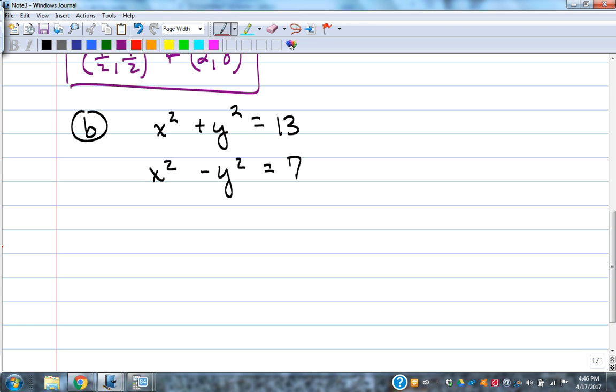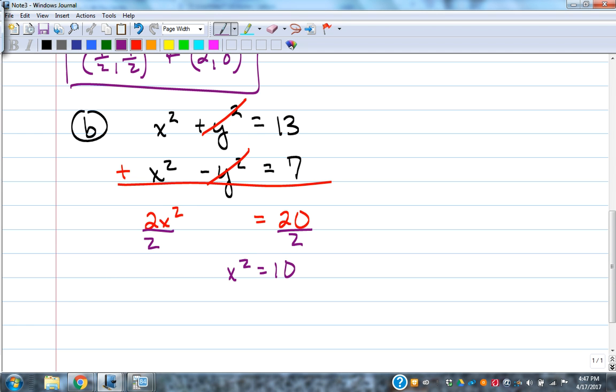You can still solve them without doing that. Because look at the y squareds. One's positive, one's negative. So if I added these two equations together, what's going to happen to the y squareds? They'll cancel each other out. That's elimination method of solving. X squared plus x squared would be 2x squared. 13 plus 7 would be 20. And I could divide by 2, and that'd be x squared is equal to 10. And then I take the square root. X equals plus or minus the square root of 10. And those are my x values.